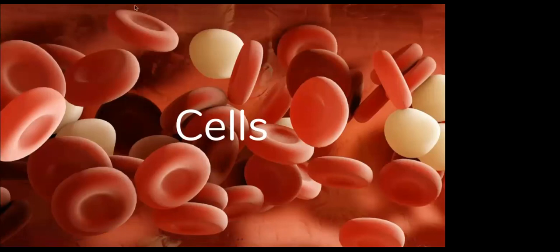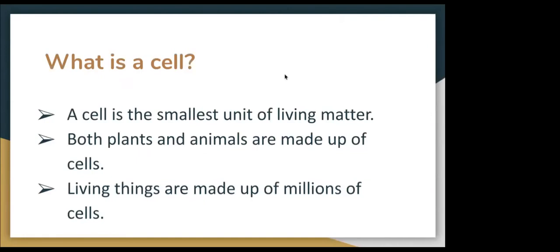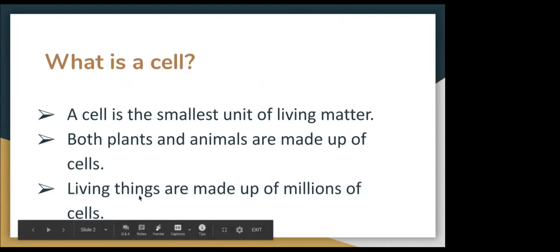This is a picture of blood. It's got red and white blood cells. What is a cell? Three things. A cell is the smallest unit of living matter. Both plants and animals are made up of cells. Living things are made up of millions of cells.